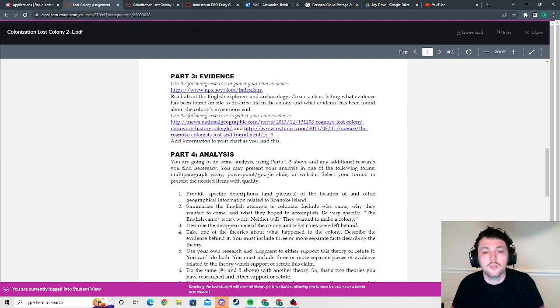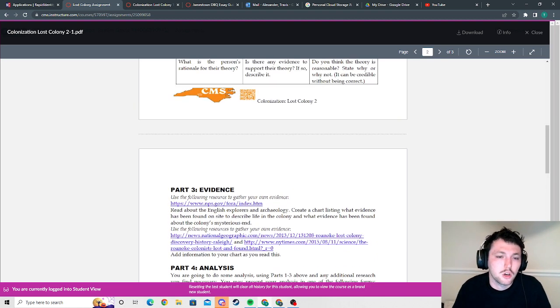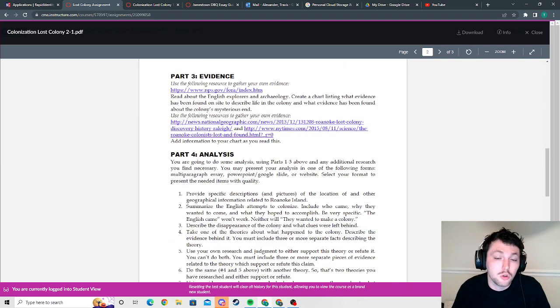So part 3, evidence. The part 3 instructions give a lot of good resources to find evidence, but they don't really explain what's required of the chart. What I'm looking for in the chart is to just identify your piece of evidence and then explain how it works into any of the theories. It could be any of the theories for part 2, it could be your theory for part 4, but regardless, I just need to see 4 to 5 pieces of evidence.